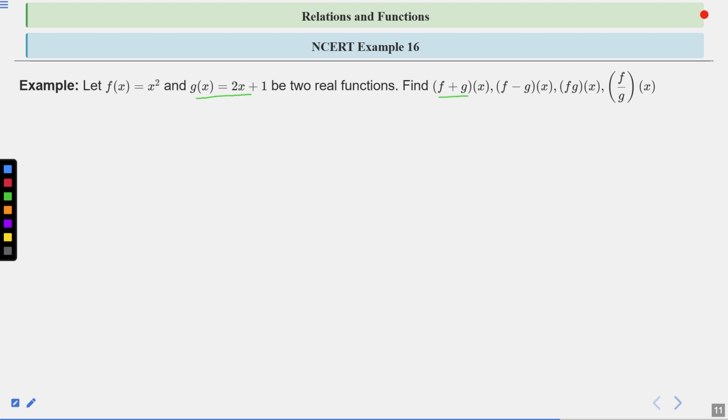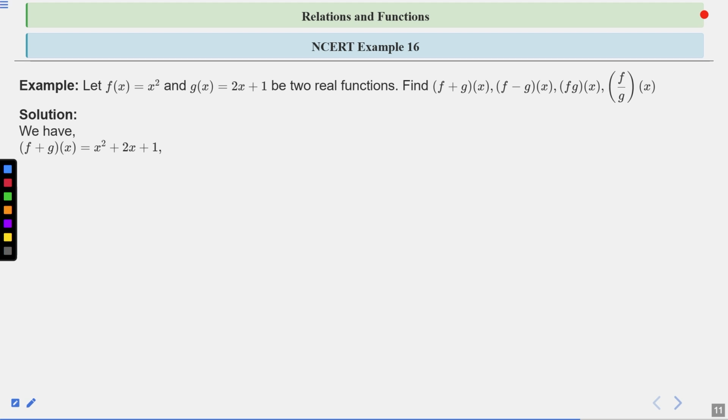Then find out the sum, the subtraction, the multiplication and the quotient. Quite simple, as we have already seen the definitions. How we defined our sum, subtraction, multiplication of two real functions and the quotient. Now solution.